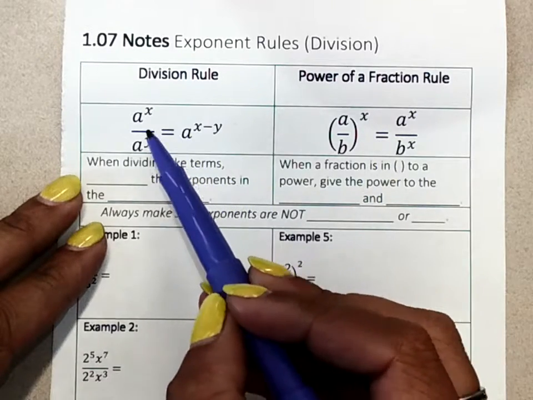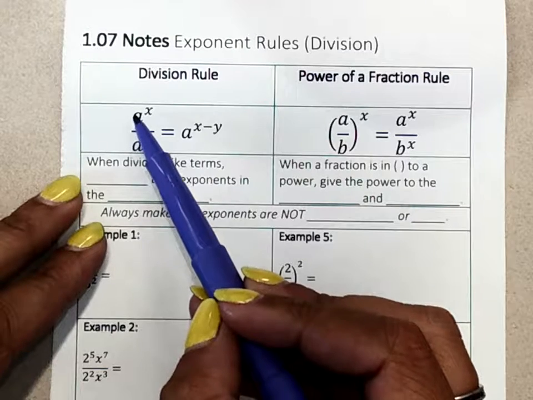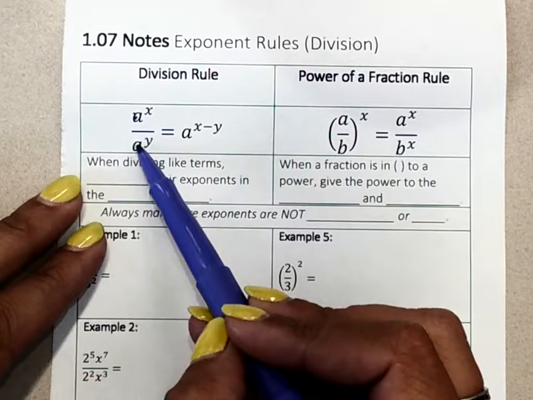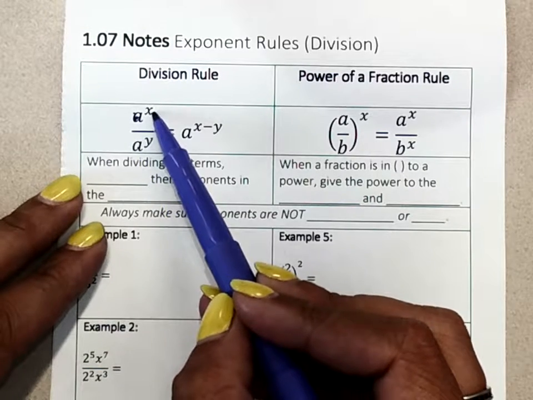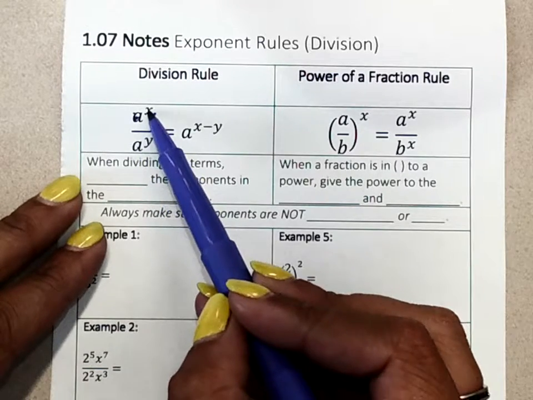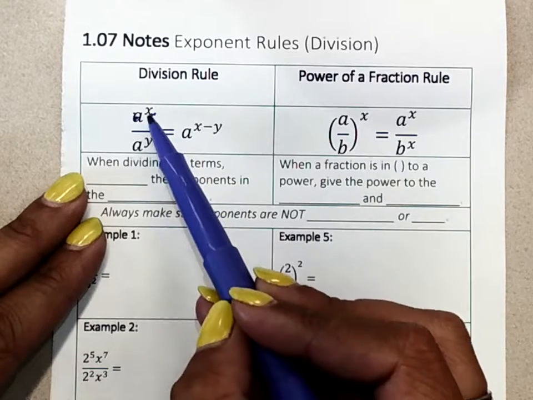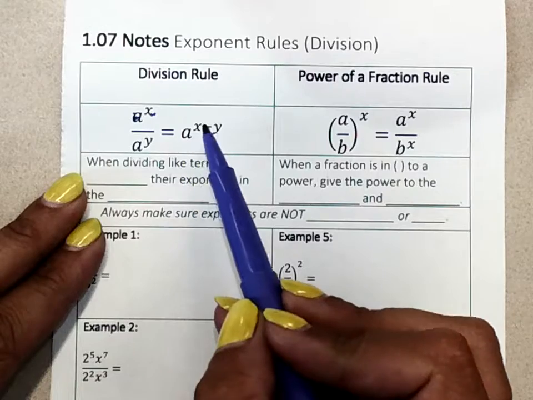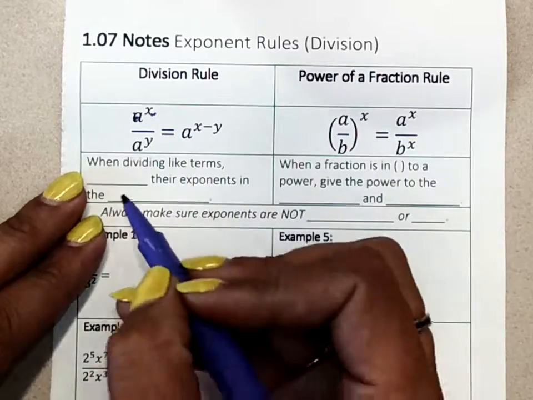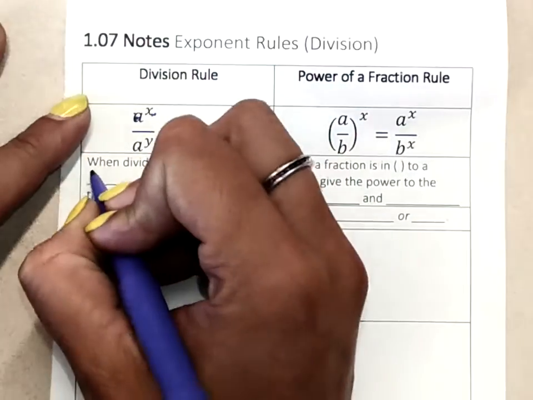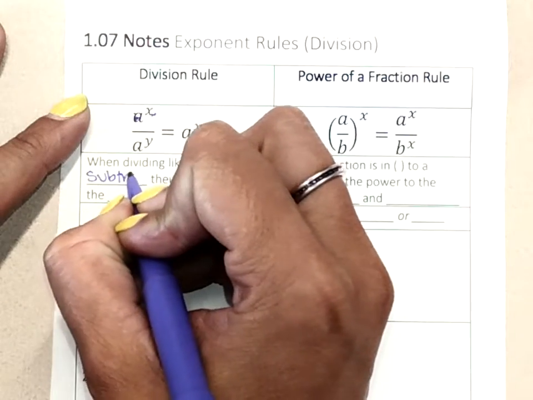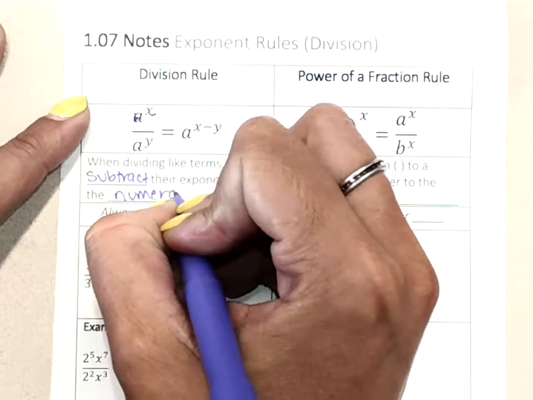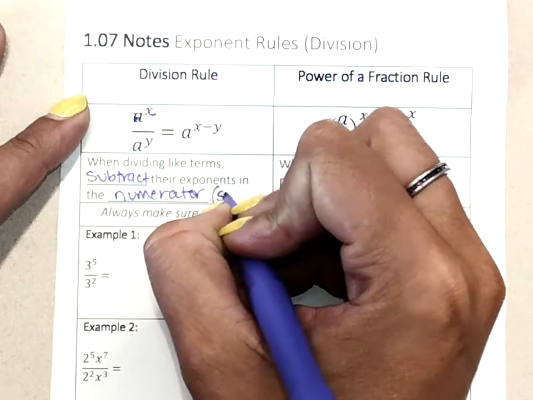So when dividing two terms with the same base, so like terms, so a and a are the same base, we can subtract their exponents. So I would take x and subtract it from y, giving me a to the x minus y. So in other words, when dividing like terms, subtract their exponents in the numerator, and then simplify.